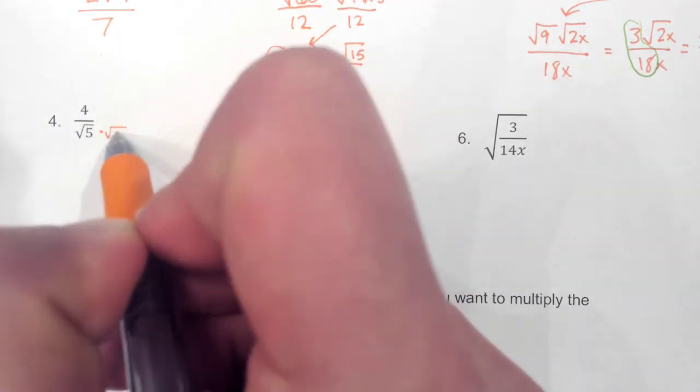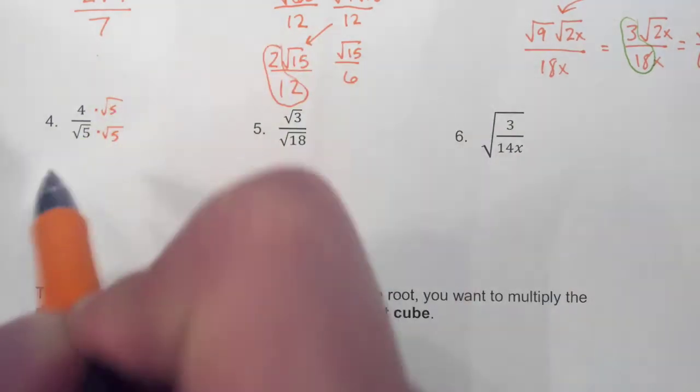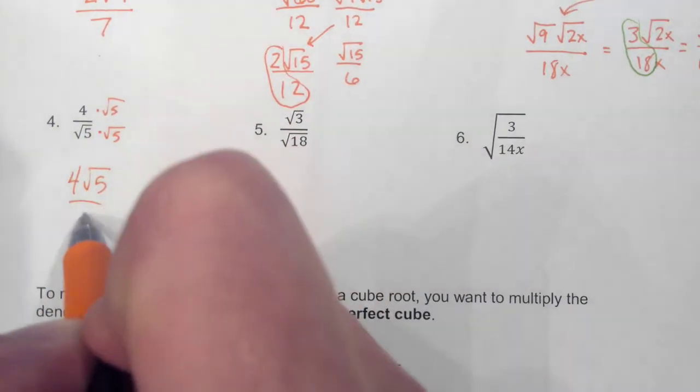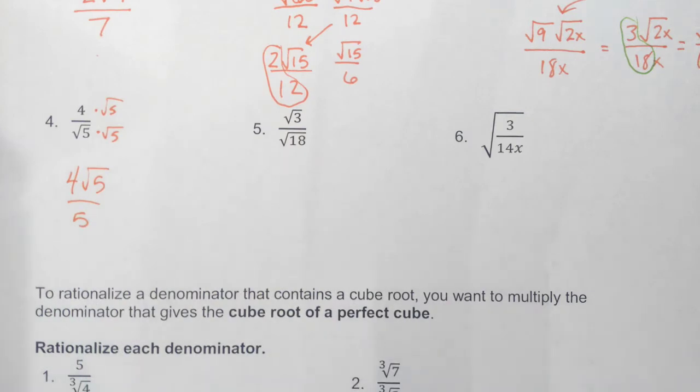This one, you multiply the top and bottom by the square root of 5. So that gives you 4 square roots of 5 over 5. And again, that one doesn't reduce, much like number 1.